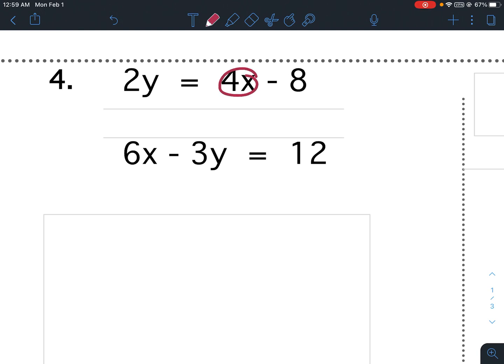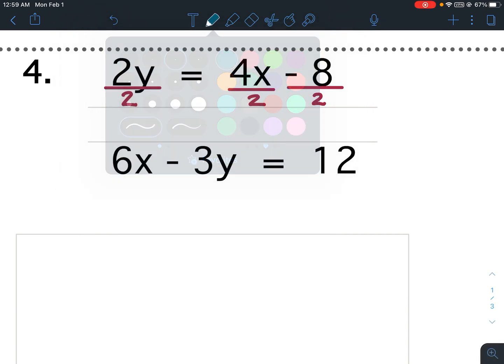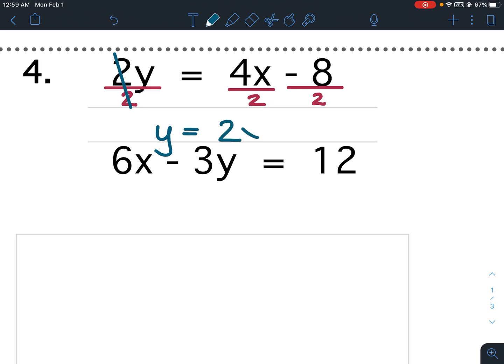So is 4 divisible by 2? Yes, it is. Is negative 8 divisible by 2? Yes, it is. So the easiest thing to do for this problem is to divide this top equation, both sides, by 2. So that would cancel out the 2's, and we would have y equals 4 divided by 2 is 2, so that'd be 2x. Negative 8 divided by 2 is negative 4.